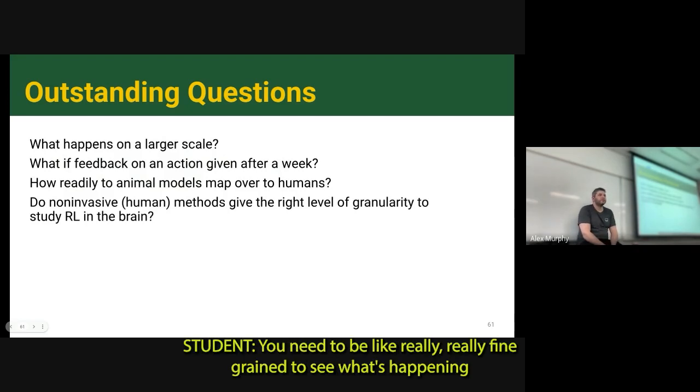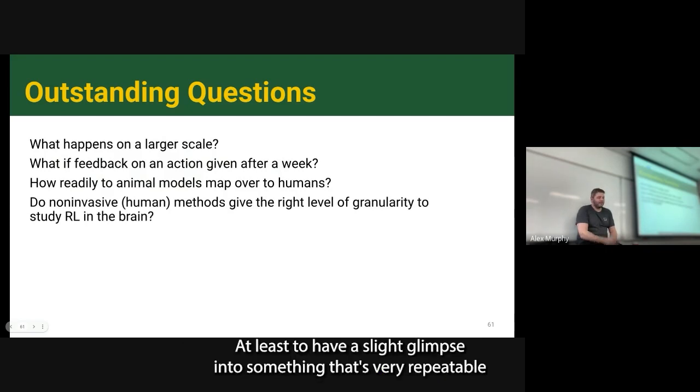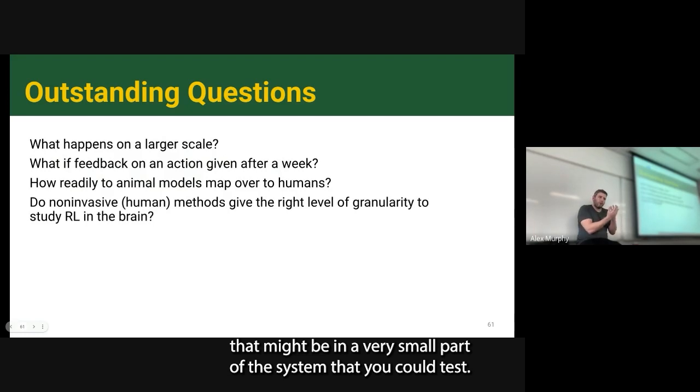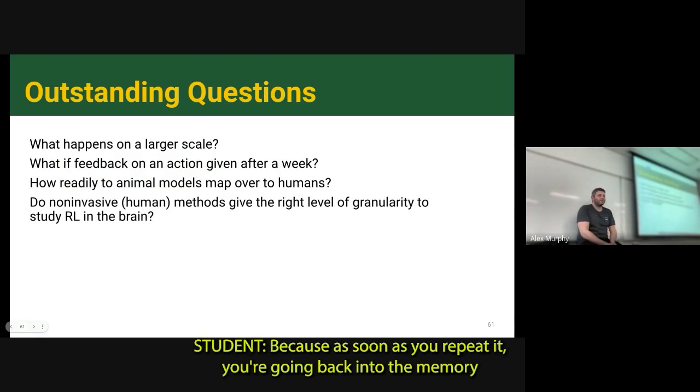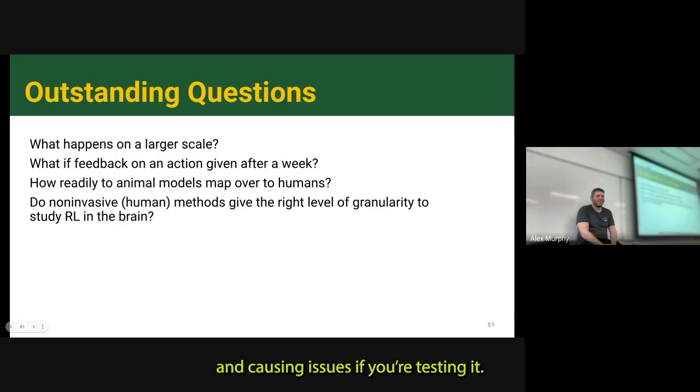You need it to be really, really fine-grained to see what's happening almost at the neural level, or at least to have a slight glimpse into something very repeatable, in a very small part of the system that you can test. It's hard because as soon as you repeat it, you're going back into the memory. It's causing issues with your test again. Yeah.